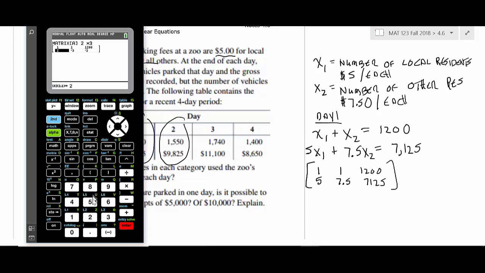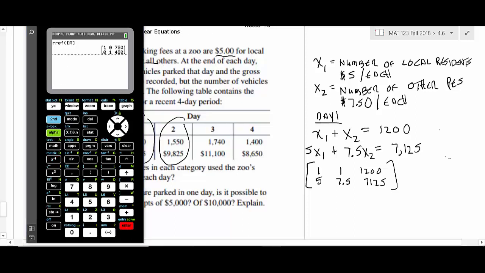And then the second row is the cost, $5, $7.50, and the total receipts from that is 7,125. Okay, like that. So what we're going to do is go through and put this in reduced row echelon form. Once you get that put in, you want to do the reduced row echelon form for this. We'll be able to type over this for the other ones pretty quickly. So I just put that in. Reduced row echelon form on that.